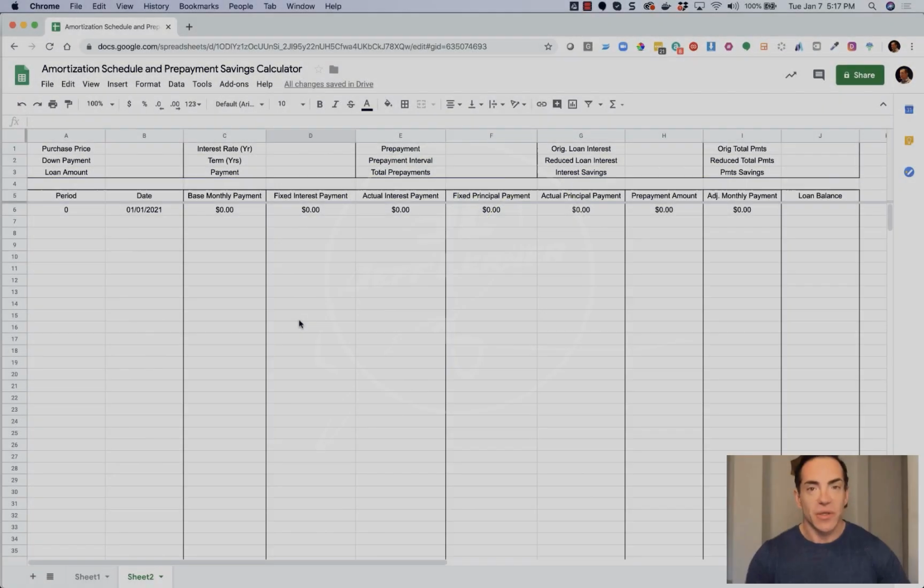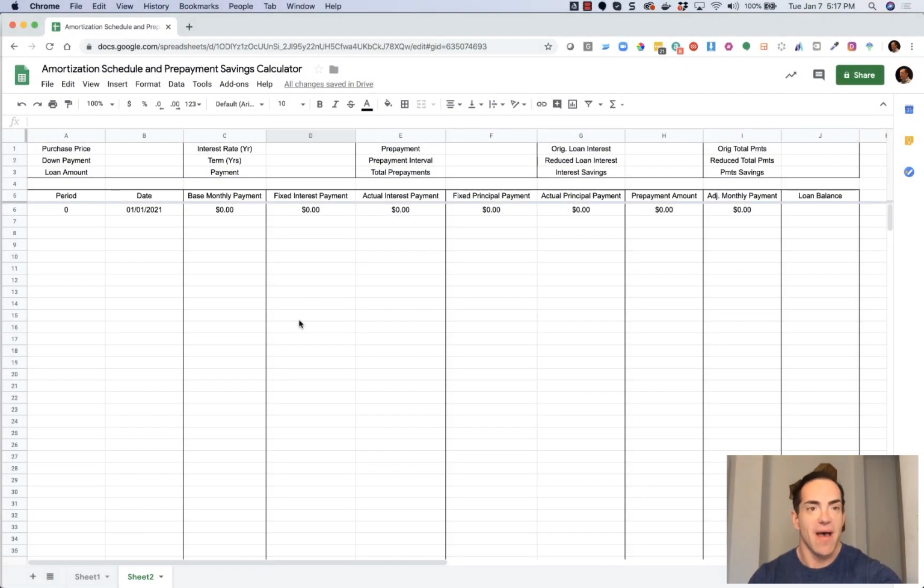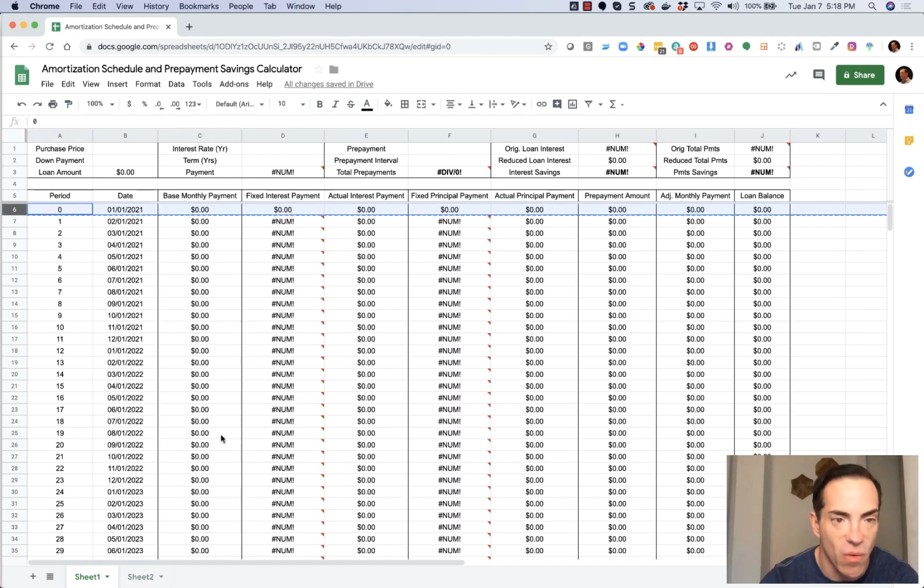Okay, so on my screen here, I have an amortization schedule and prepayment savings calculator. I've got one that's kind of a skeleton and one that's fully formed, with all the formulas built in and tested. This is faster than building it completely from scratch, so I'm going to copy and paste it from sheet 1 to sheet 2.